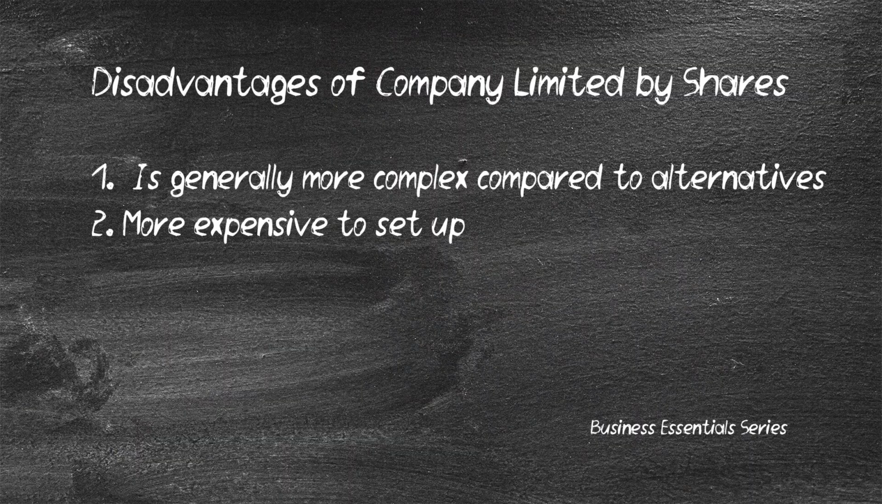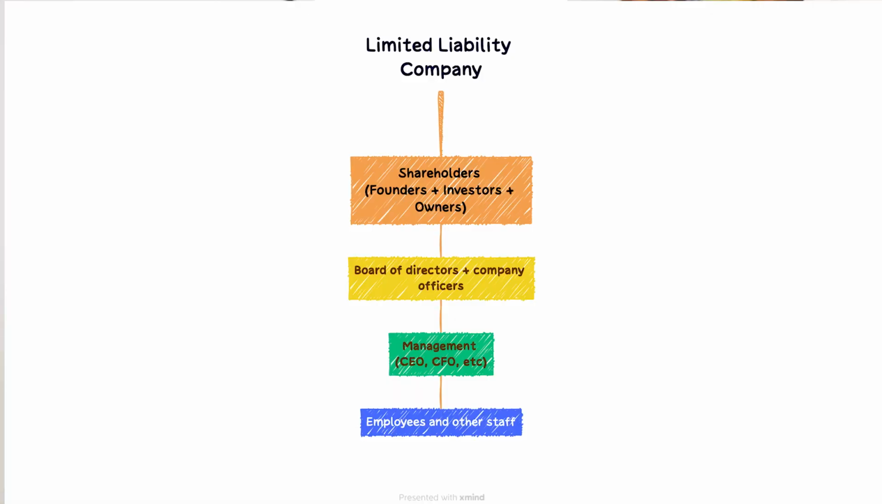The first is complexity. The limited liability company is generally more complex than the sole proprietorship or the partnership. As I already mentioned, you need to have shareholders, you need to have a board of directors, you need to have multiple people that are involved in the setup of the business.